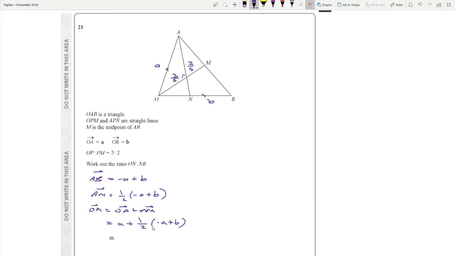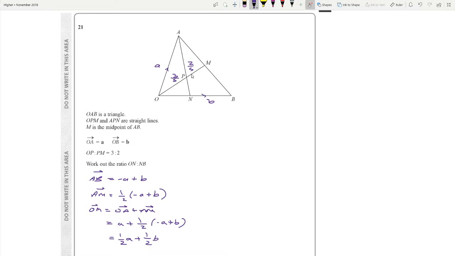So that's going to be A add, well, it's going to be A minus a half of A, because a half times minus A is minus a half of A, so that's a half of A. Add a half times B is going to be a half of B as well. Okay, so we know what OM is. We know this vector now, OM. Okay, can we work out OP now?